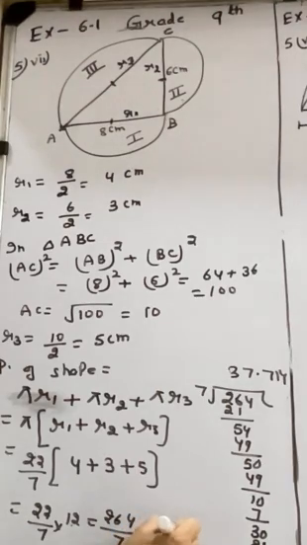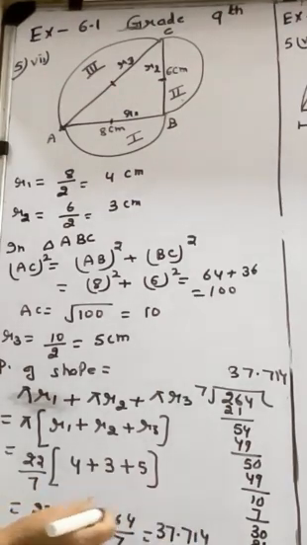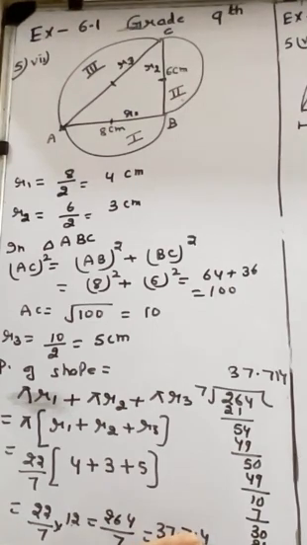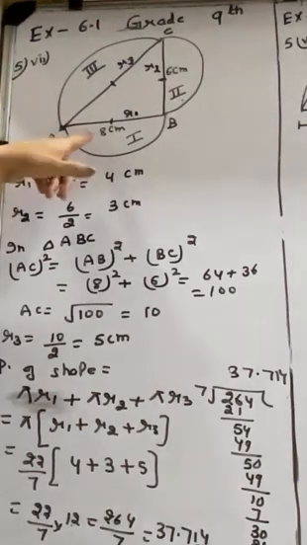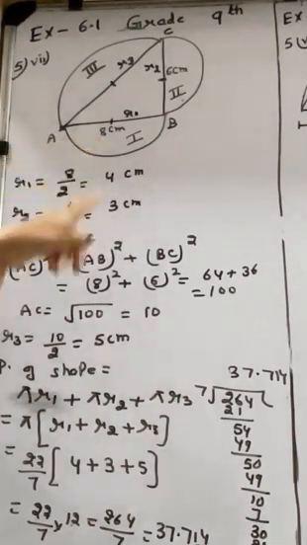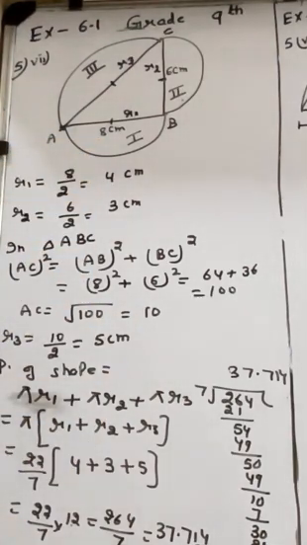So what will be the value? 37.714. Look at the last digit. Since it is 4, it is not 5 or greater than 5. So this digit will remain the same. So the answer will be 37.71 centimeters. Units will be centimeters as in the given question. It is given centimeter. So the answer will be in centimeter.